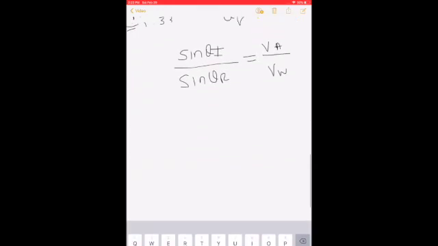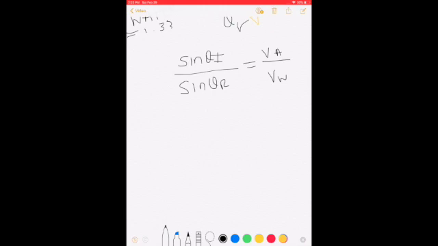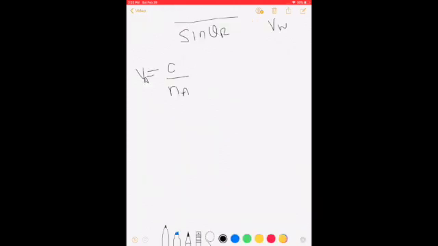Okay. So, we know that velocity in this situation is equal to the speed of light, which is 3 times 10 to the 8, over the index of refraction. So we're going to consider this V air, and this in air, and the speed of light is the same for both. So we can then use this to derive the other equation for Snell's law, which is more commonly seen.